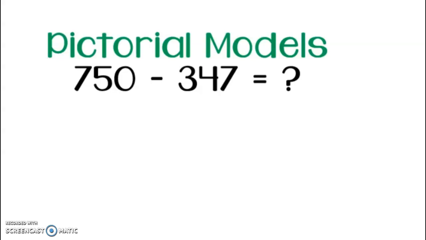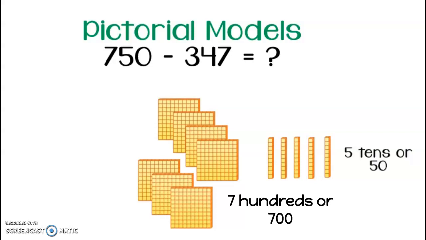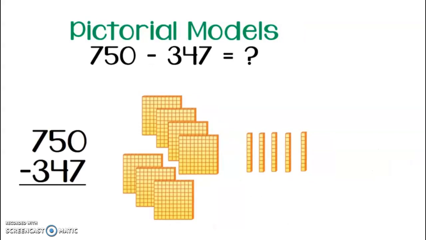Let's first take a look at pictorial models. I have the number sentence 750 minus 347. I'm going to use base 10 blocks to represent my first number of 750. Here, that is made up of 700, plus 5 tens, or 50. I'm going to rewrite my horizontal equation into a vertical equation, lining up my ones, tens, and hundreds place.